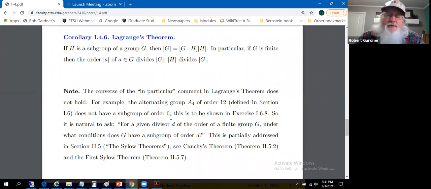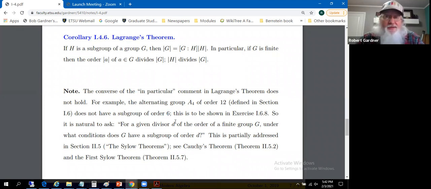This you discussed in senior level algebra, I'm sure, as well. This is to be shown in exercise 1.6.8. If memory serves, it's not a very pretty thing to do. But here we have a group of order 12. 6 divides 12. It doesn't have a subgroup of order 6, though. So Lagrange's theorem says what it says.